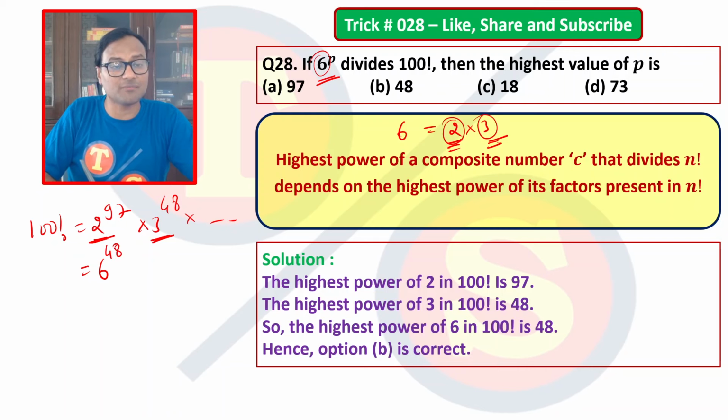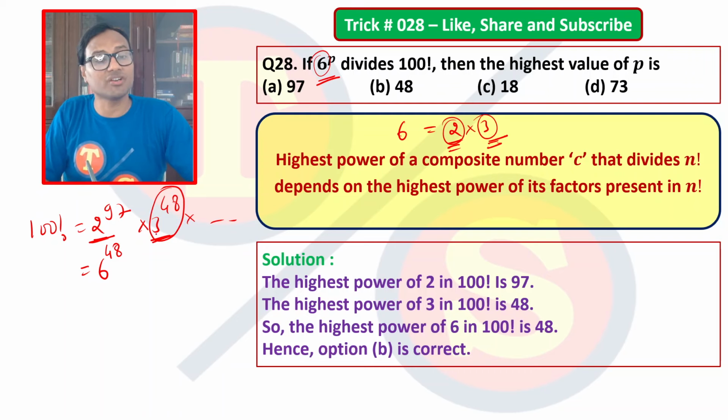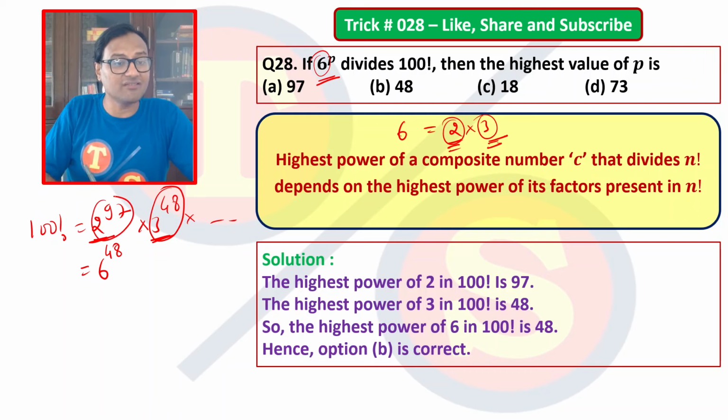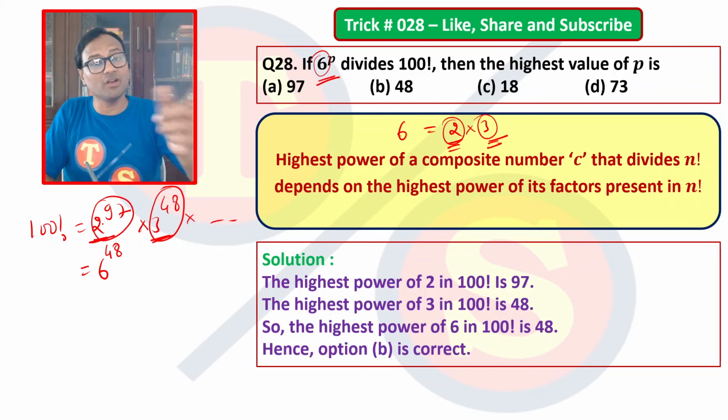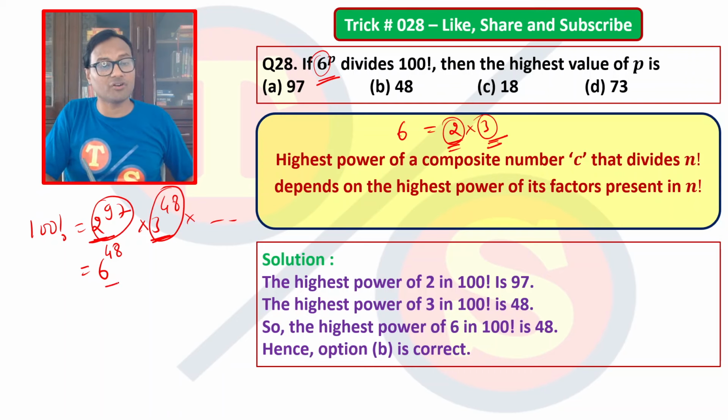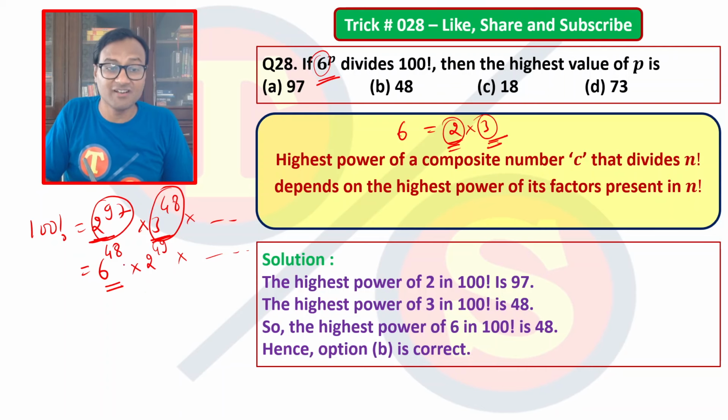This process can be done 48 times, because we have 3 into 3 into 3, 48 times. So 48 3s are there, 97 2s are there. If 1 2 and 1 3 are combined together, only 48 combinations are possible. After that we will be left with 49 2s, but 2s alone cannot make 6s, right? So definitely in order to make 6 we need both of them, and only 48 times they can be combined.